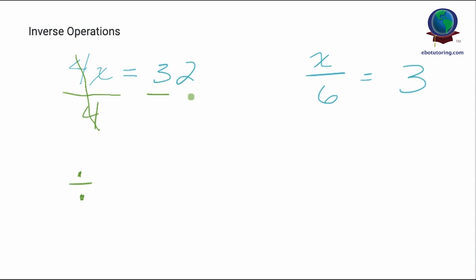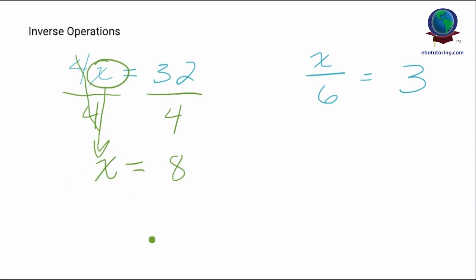But remember, whatever you do to one side, you must do the other when you're doing math. So here it is, 32 divided by 4. What is 32 divided by 4? It's 8. And the x is left over here. We bring that x down. X is equal to 8. Okay, let's try over here.